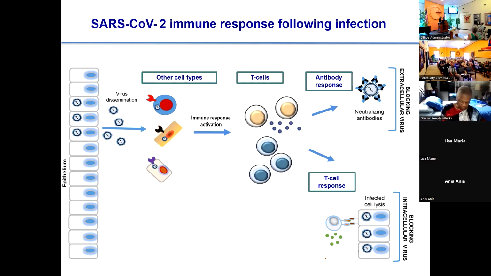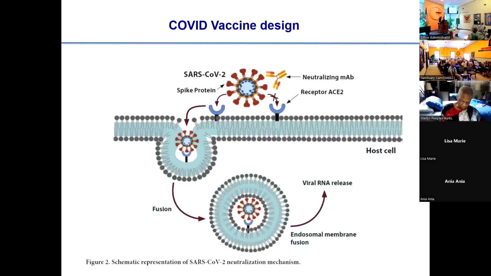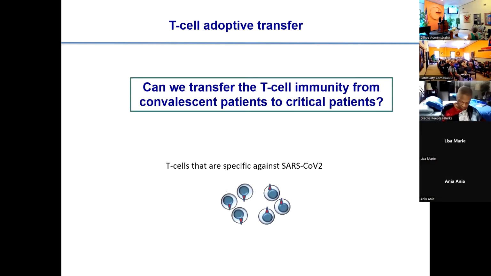In the next slide, you can see that if you block, through neutralizing antibodies, the spike protein on the surface of the virus, you block the infection of new cells. But then we ask ourselves: this is the neutralizing antibody response, the one being used for developing vaccines.